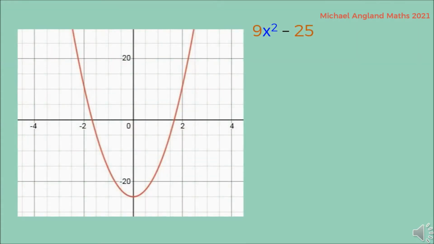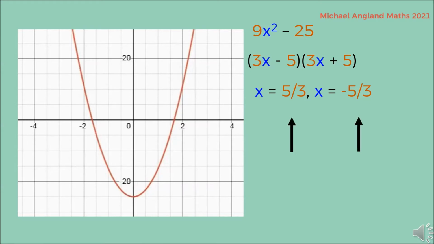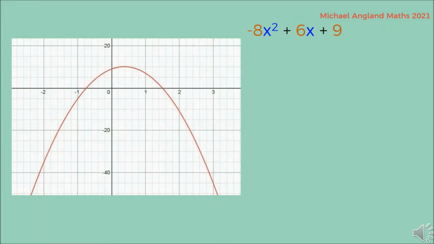9x squared minus 25. Well, that's a difference of 2 squares. So the square root of 9x squared is 3x, and the square root of 25 is 5. So this factorizes into 3x minus 5 times 3x plus 5. Now if we look at the roots of that, the first one is 0, which gives x equals 5 on 3. The second one is 0, x equals minus 5 on 3. Now we have roots which are no longer integers. So let's look at the last one.